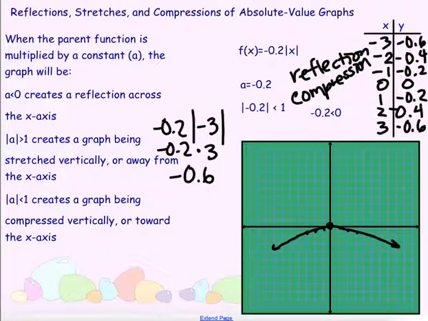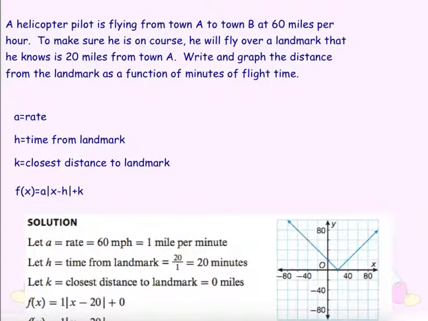Okay. All right, so we're going to end on this one. There's lots more examples here that I will just show and you can practice on your own. But let's just try this last one. A helicopter pilot is flying from town A to town B at 60 miles per hour. To make sure he is on course, he will fly over a landmark that he knows is 20 miles from town A. Write and graph the distance from the landmark as a function of minutes of flight time.